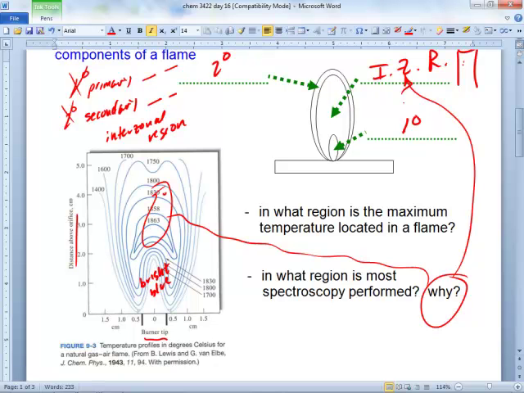If they were in the primary combustion zone, well, that's where we would do our spectroscopy, because that's where they're at, even though it's not too stable, even though it's not too hot. It just happens that the interzonal region is where pretty much all of our atoms are, and that's what we're after. Okay.